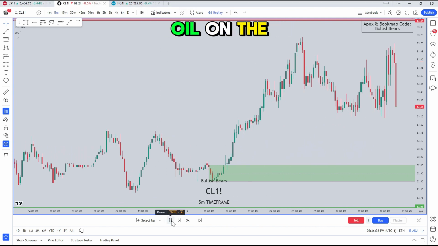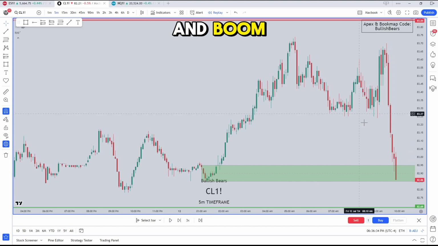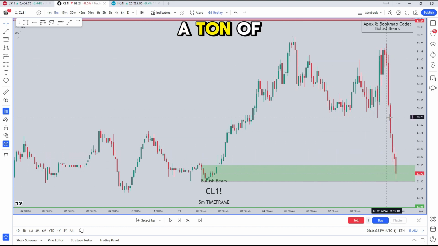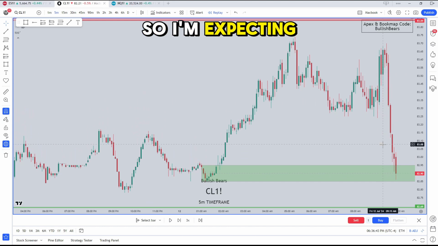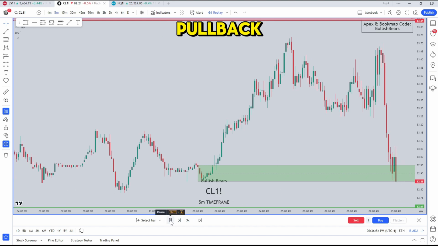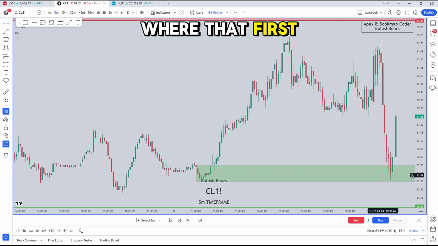This is crude oil on the 5-minute chart, and boom, just like that, we have a strong impulse move lower, and as we see, we have a ton of fair value gaps, right? So there's a lot of imbalance in the market, so I'm expecting the market to pull back at some point. So the first thing we do is we wait for a pullback to set our Fibonacci. We can't just put our Fib anywhere. We have to wait for that pullback so we know where that first leg brought us.